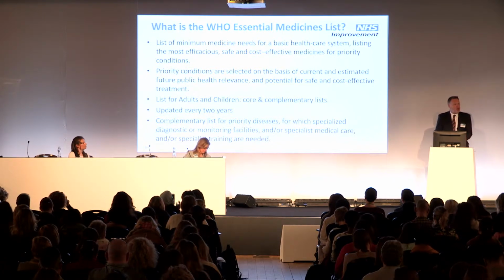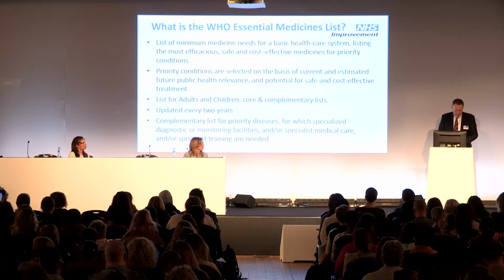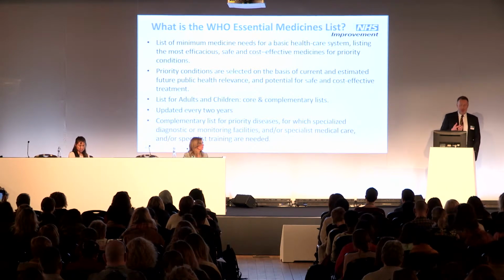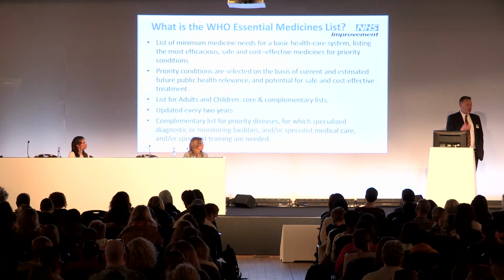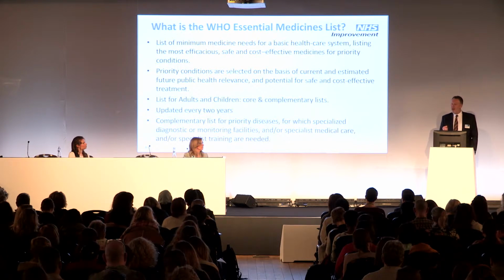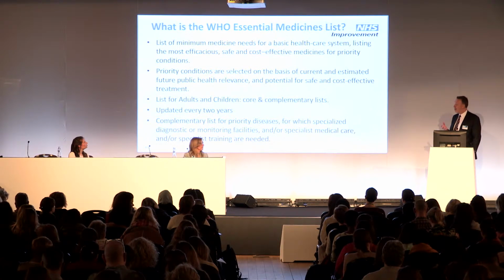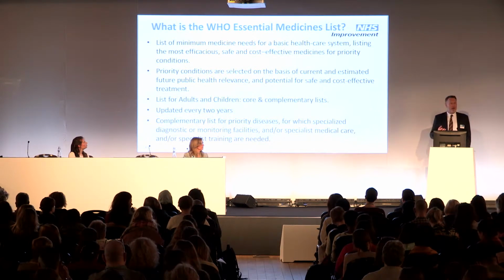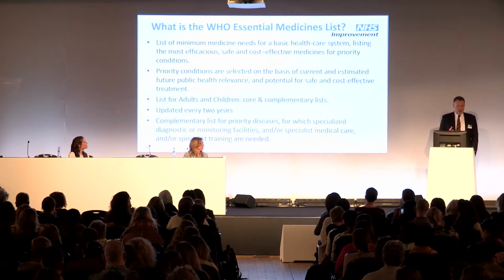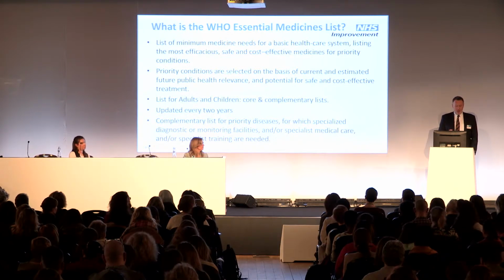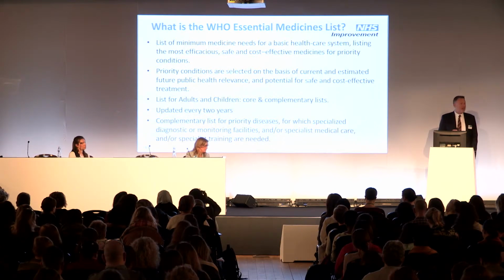So, what is the WHO Essential Medicines list? Well, it applies to the whole world, so it's not just the developed world, and it's basically a list of minimum medicine needs for basic healthcare systems, and it lists the most efficacious, safe, and cost-effective. And cost-effective is really important, and it's for priority conditions, because in low and middle-income countries, they don't have the amount of money to spend on healthcare that we do elsewhere, and it might be apparent in some of the lists. It looks at priority conditions and they select based on current and estimated future public health relevance and the potential for safe and cost-effective treatment.